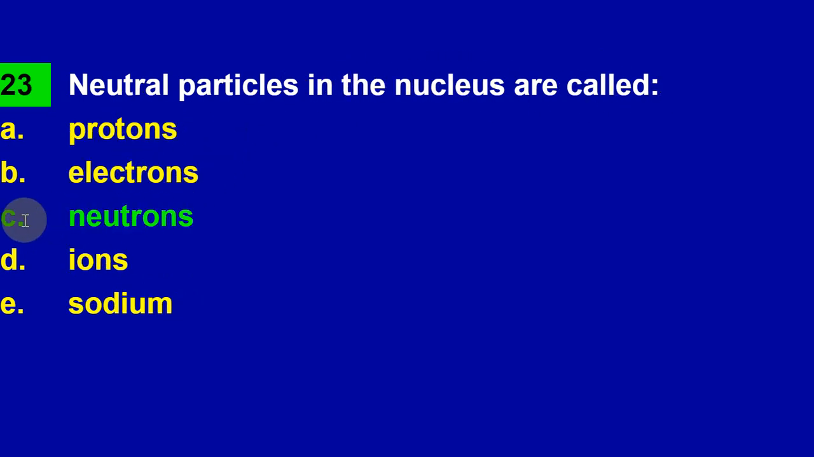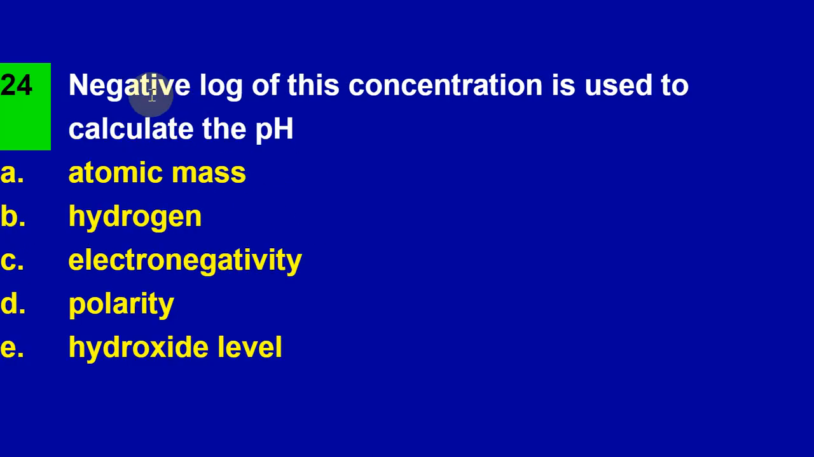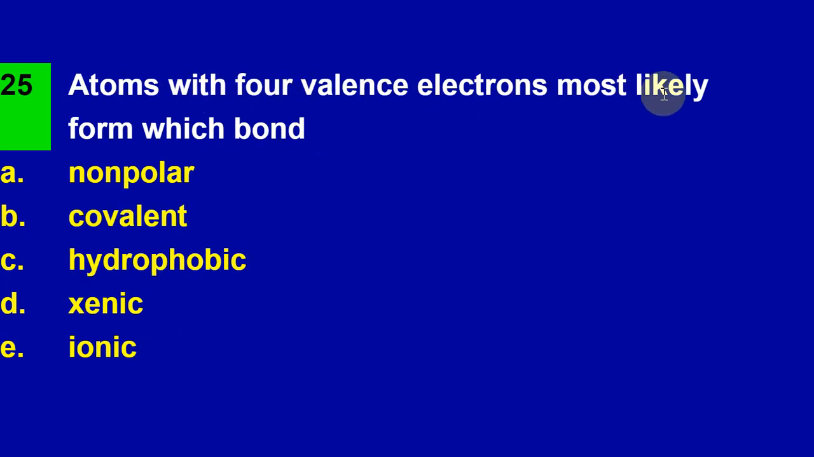Neutral particles in the nucleus? Neutrons. Next. Negative log of the concentration? Hydrogen. Next. Come on, atoms with 4 valence electrons? Covalent. You can do this.